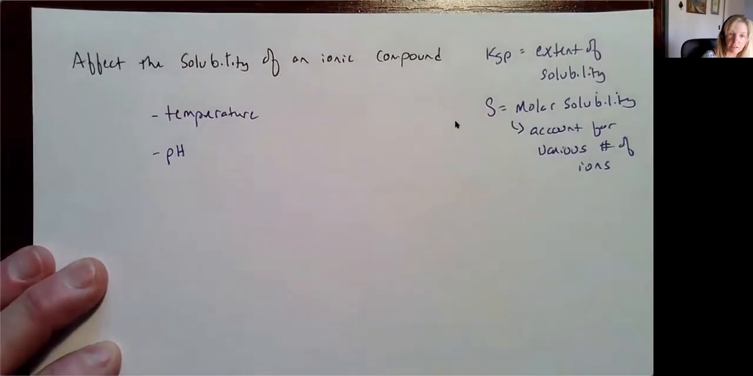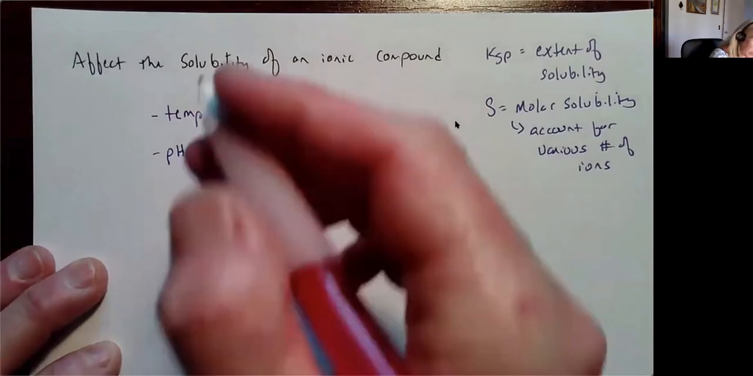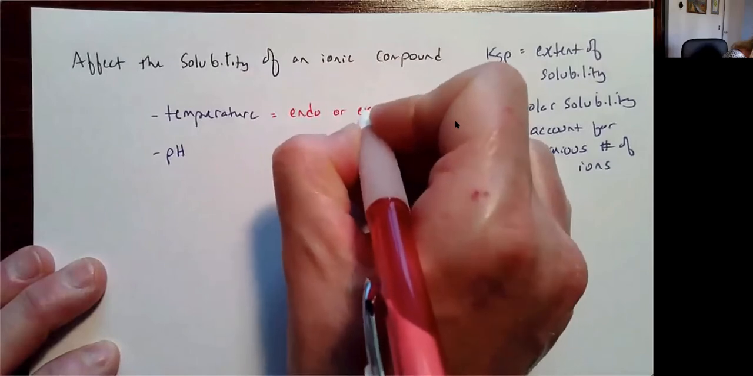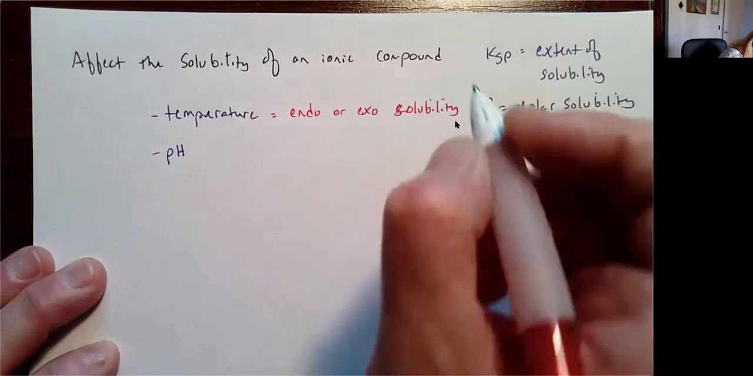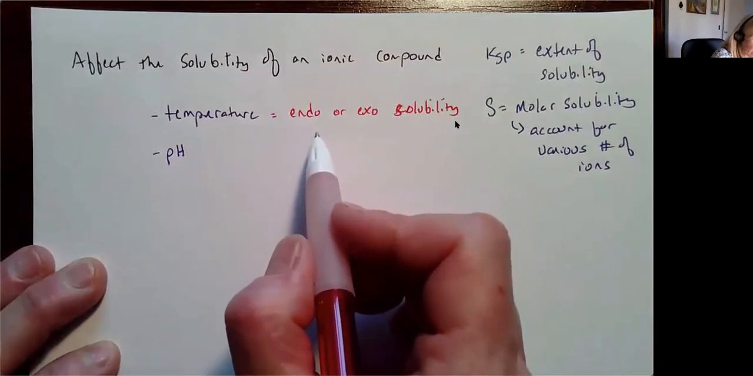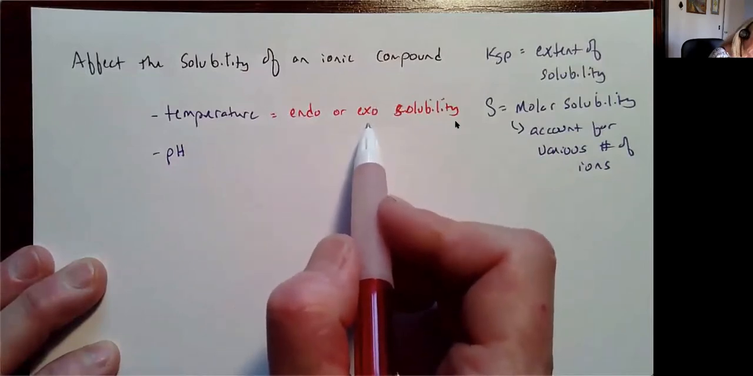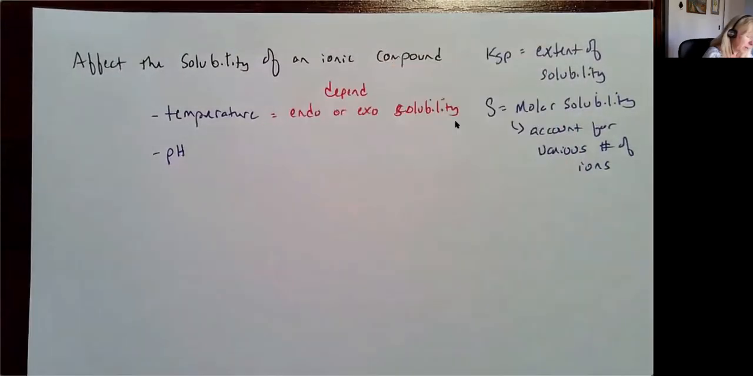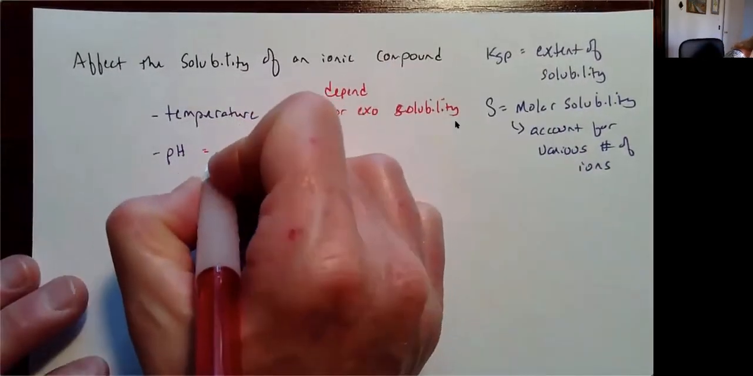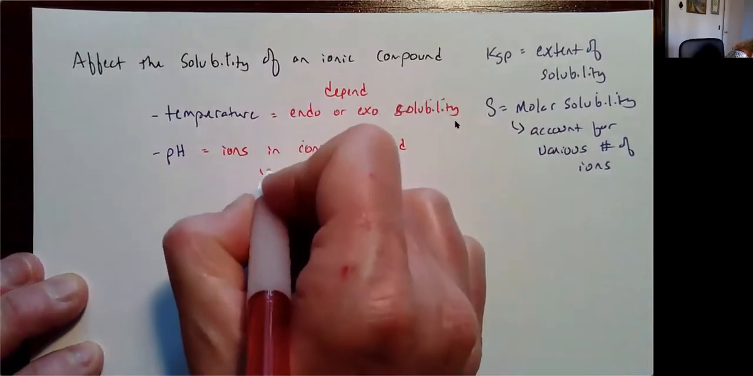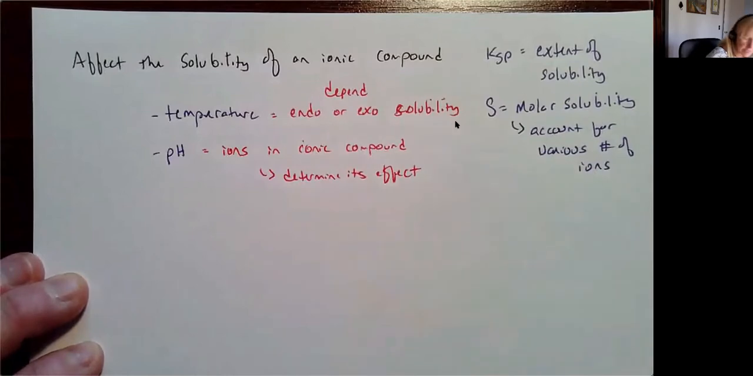Temperature can either increase or decrease the solubility, and that is going to depend on whether I have an endothermic or an exothermic solubility. If it's endothermic and I heat it up, then that's going to increase the solubility. If it's exothermic and I heat it up, that's going to decrease the solubility. So temperature is going to depend. pH is going to depend upon the composition, the ions that make up the ionic compound, and that's going to determine its effect. So we'll look at pH.